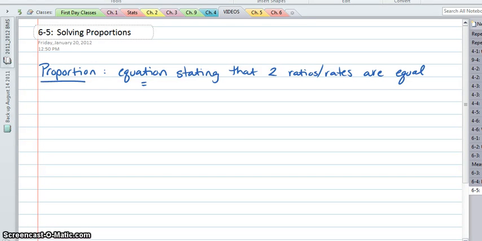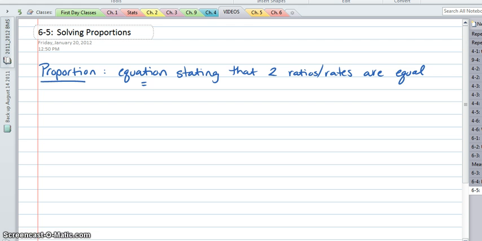Today we're going to talk about solving proportions. You have worked with proportions in the past. To remind you what a proportion is, I have it written out here. It is an equation stating that two ratios or rates are equal. So 1/2 equals 2/4. That's a proportion. We've known that for a long time.